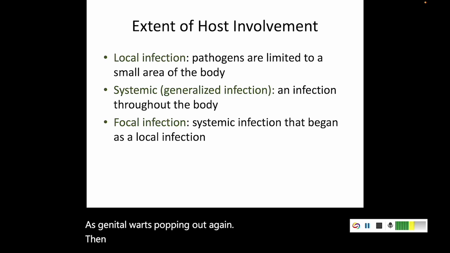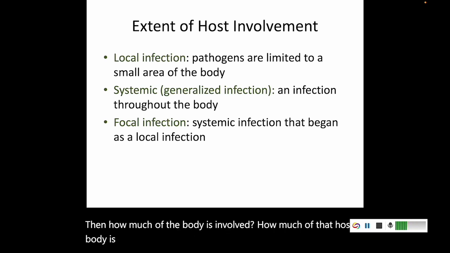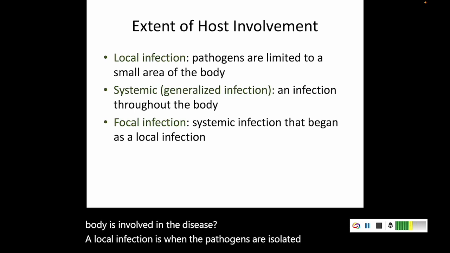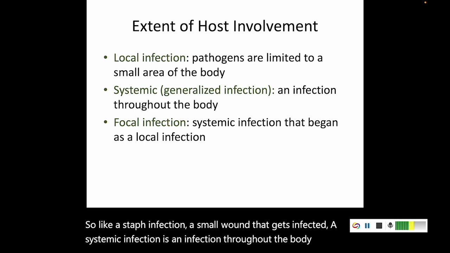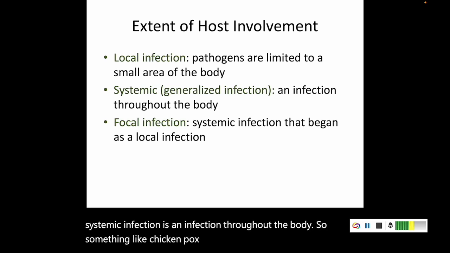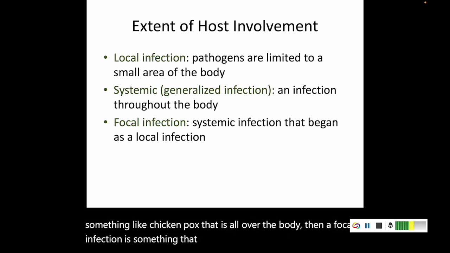Then, how much of the body is involved? How much of that host body is involved in the disease? A local infection is when the pathogens are isolated to a small area. It's like a staph infection, a small wound that gets infected. A systemic infection is an infection throughout the body. So something like chickenpox that is all over the body. Then a focal infection is something that starts out as a local infection and then spreads, becomes systemic.